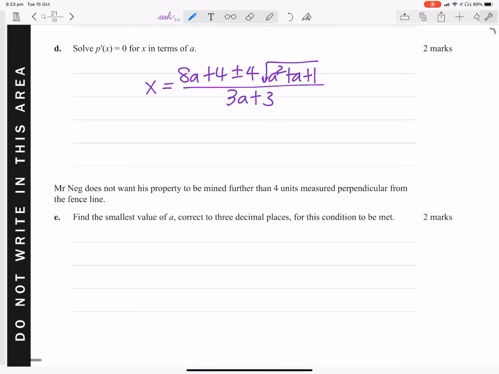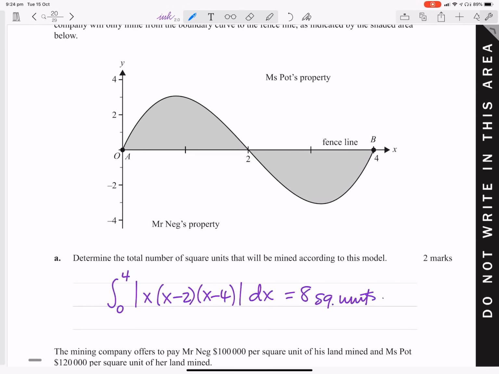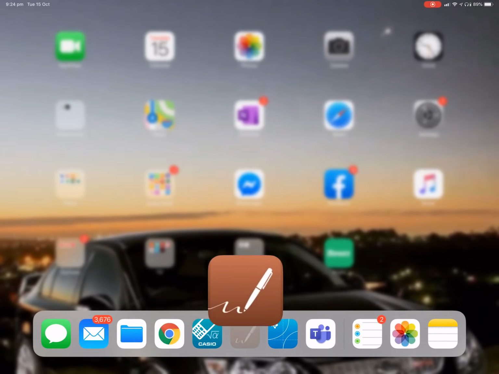Mr. Neg does not want his property mined further than 4 units measured perpendicular from the fence line. Find the condition for this to be met. So this length, it just means that length, at most can be negative 4.